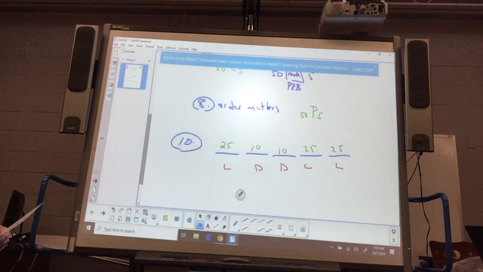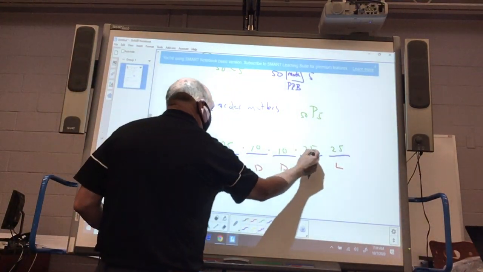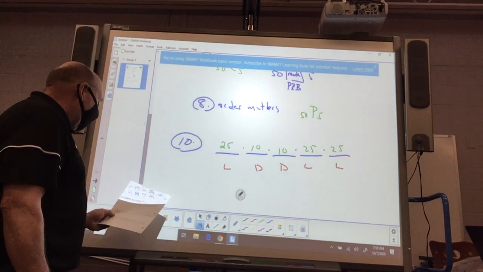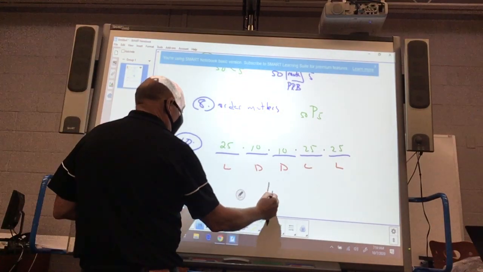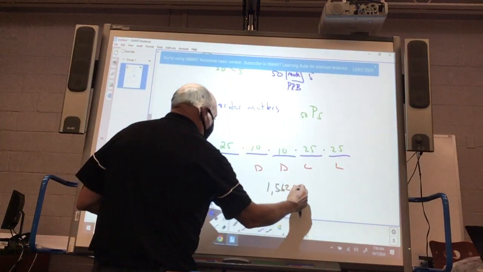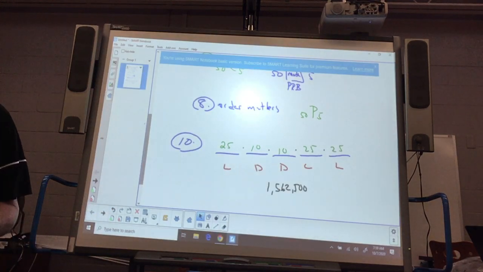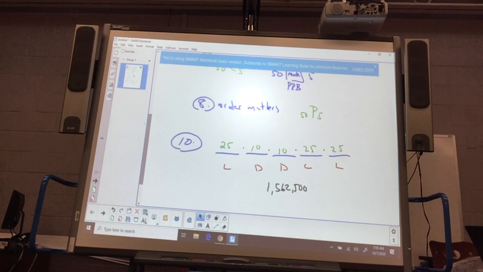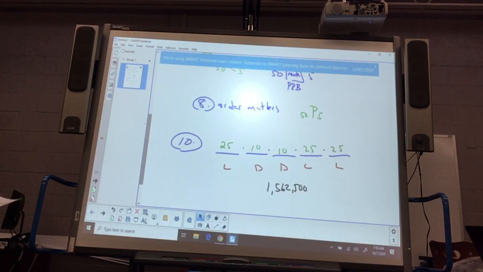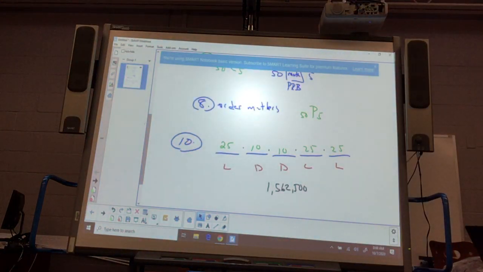So Cole, what are we going to have to do with all these values? Multiply them together. So if we multiply them together, what do you come up with? 1,562,500. Once again, mathematically, nothing difficult. But you just have to get used to the process of what you have to do in each and every problem. Any other questions you have? Anything else you need me to explain?